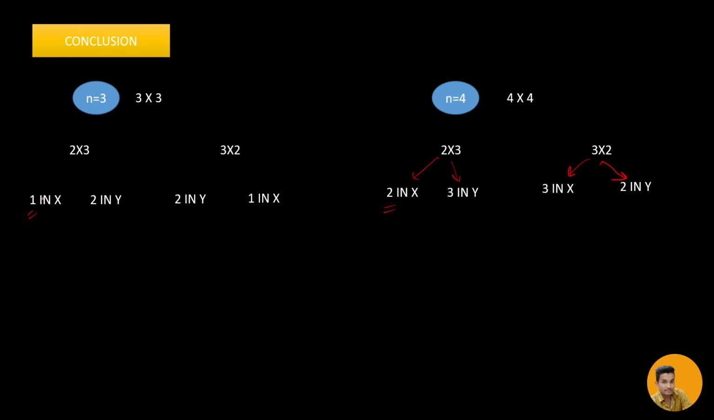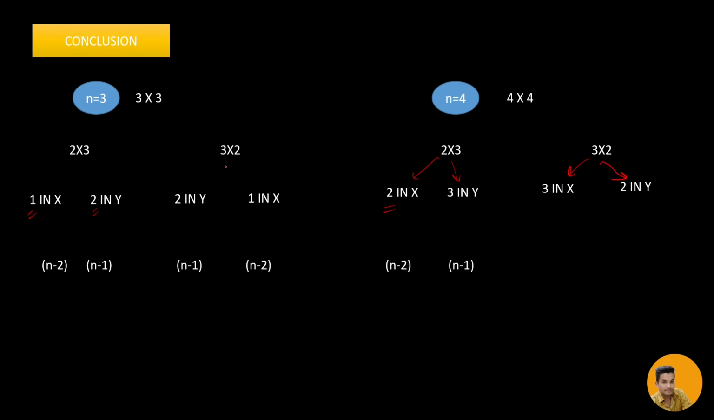When n is 3 we are getting 1 in x and 2 in y. That means I can write this, right? n minus 2: when n is 3, 3 minus 2 is 1 and 3 minus 1 is 2. Similarly it will go for here also. When n is 4, 4 minus 2 in x and 3 in y, so 4 minus 1 is 3.